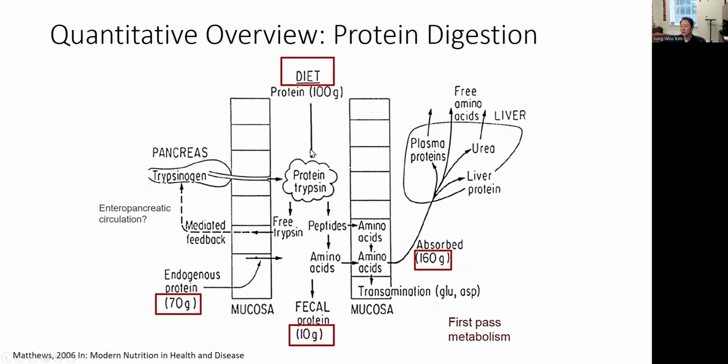So protein enters and comes to the small intestine, and the enzymes from the pancreas will be secreted. One of them is trypsinogen, converted to trypsin. This trypsin is an endopeptidase and will digest the protein into peptides, and other enzymes will further digest peptides into single amino acids.